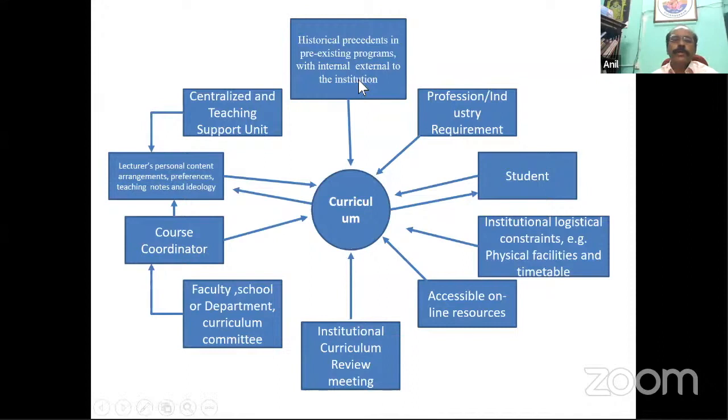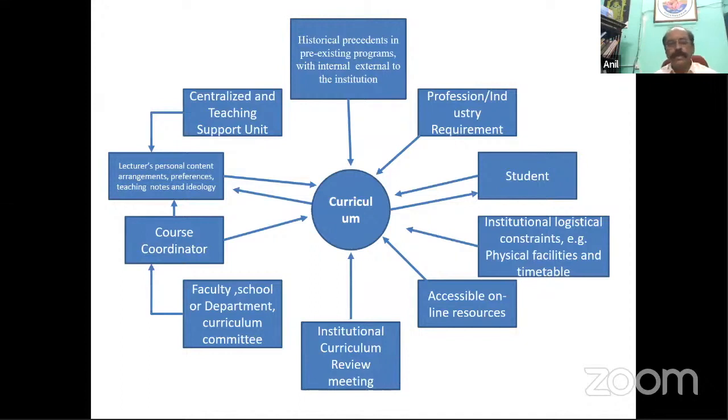It must have historical precedents in the pre-existing programs, with internal to external aspects of the institution. The professional and industry requirements must be met. The student must be a main stakeholder, and should be involved in every part of designing your curriculum. The institutional logistical constraints, for example the physical facilities and timetable, must be integrated, and accessible online resources must be there. Institutional curriculum review meetings must be there. Faculty, school or department curriculum committees must be there. The course coordinator must review, even at midterm they have to review.